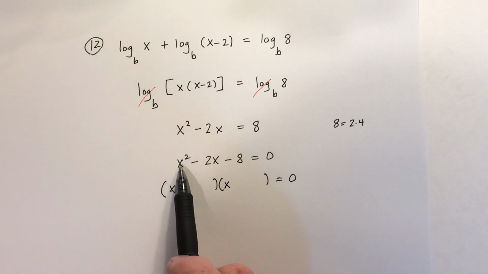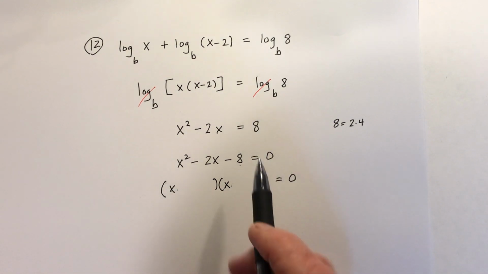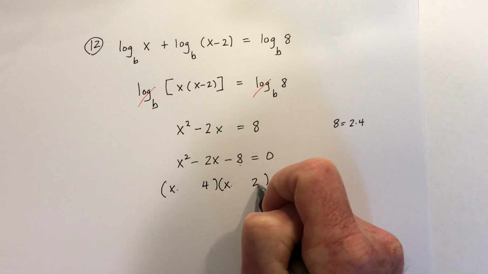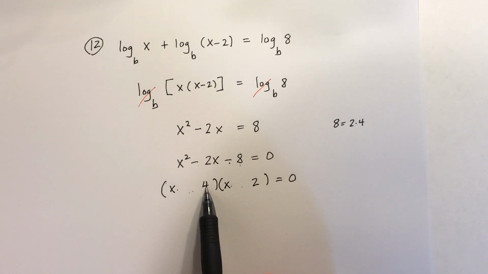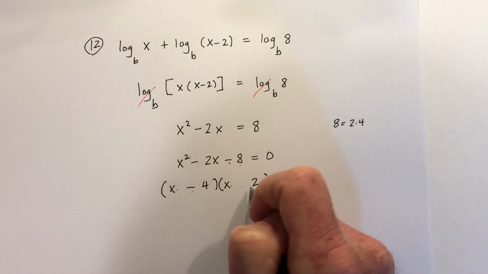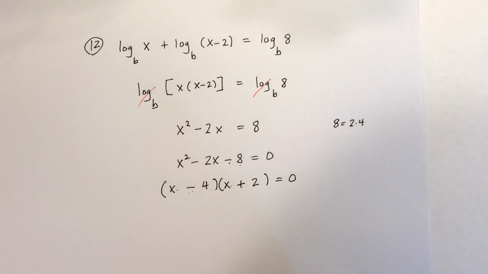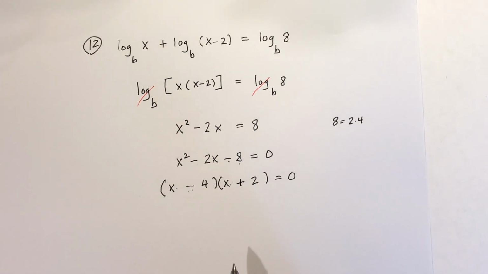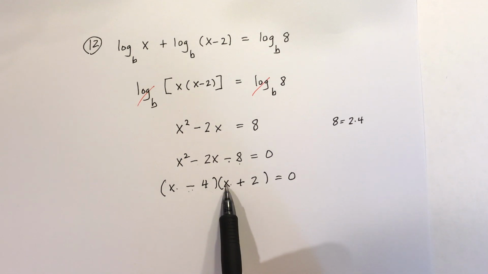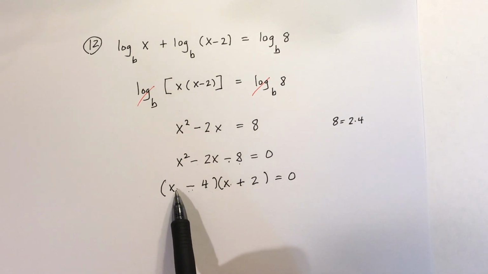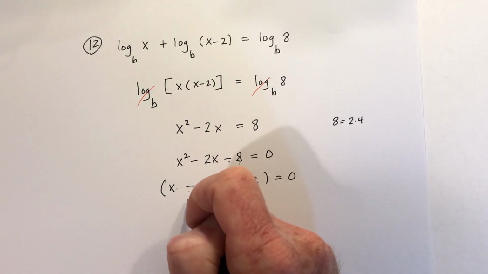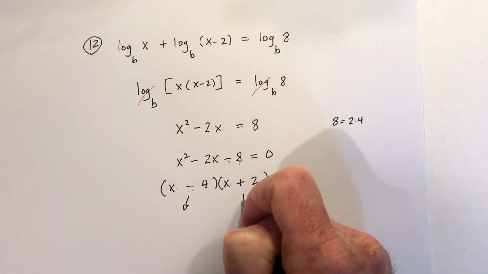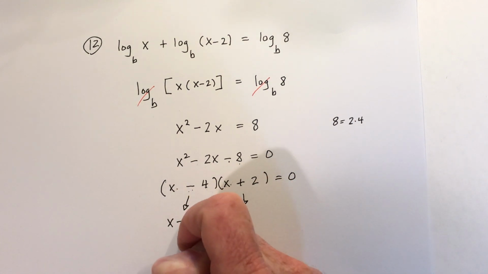So for x squared, I need x times x. For 8, I need 4 times 2. And in order to get a -8, one of these has to be positive and one of these has to be negative. Since this result is negative, I'm going to choose the bigger number to be negative and the smaller number to be positive. And then if you look at the middle term, this is -4x, this is positive 2x, and -4 plus 2 is -2, so it actually worked. Then set this one equal to 0 and set this one equal to 0.